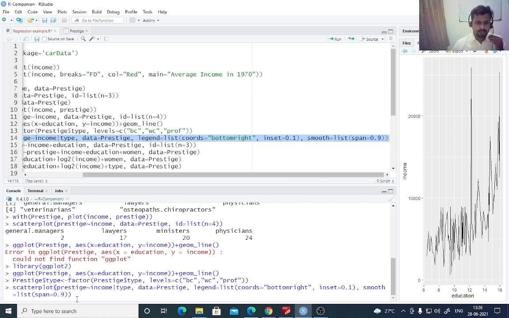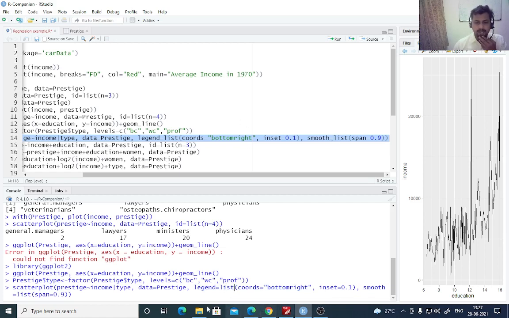Alright, so let's understand this command once. I'm plotting prestige against income, but now the points will be marked according to the type of the factor. Data is your prestige. This is the legend. By default, if you do not mention this legend to be in bottom right, scatter plot by default prints the legend on the topmost of the graph. So here I've purposely printed the legend on the bottom right part.